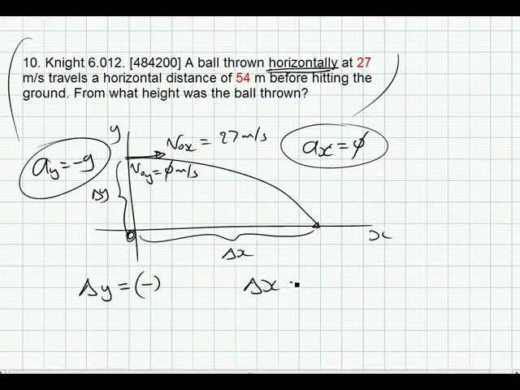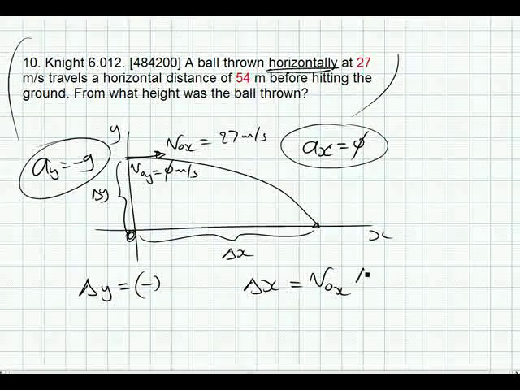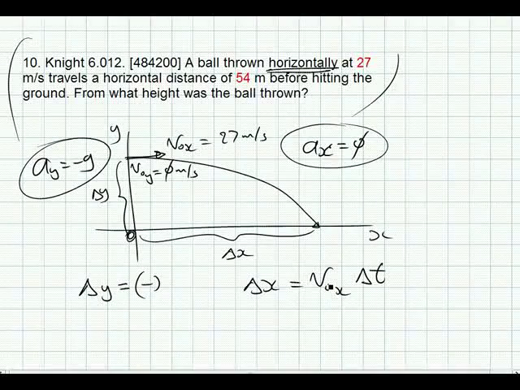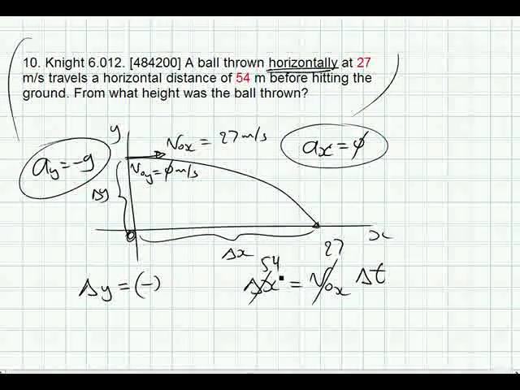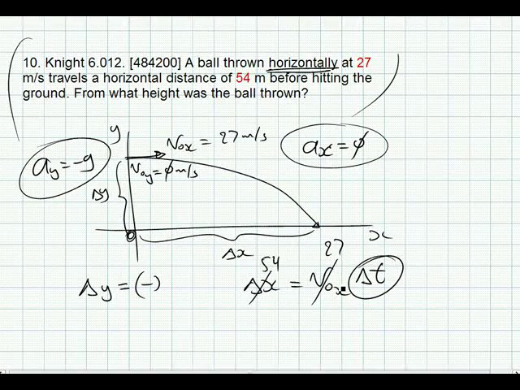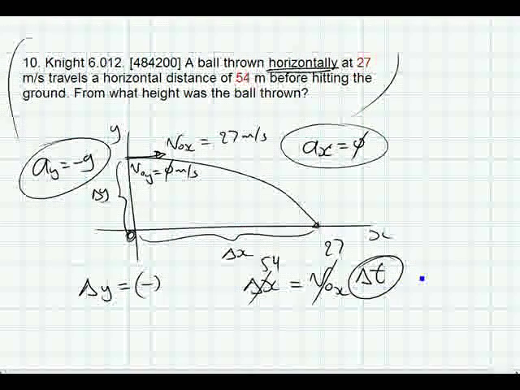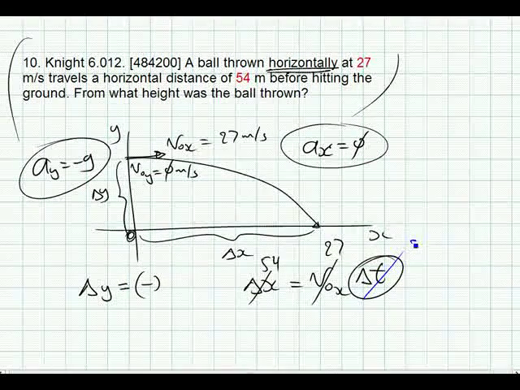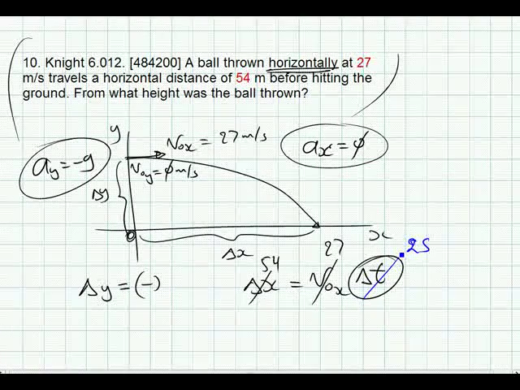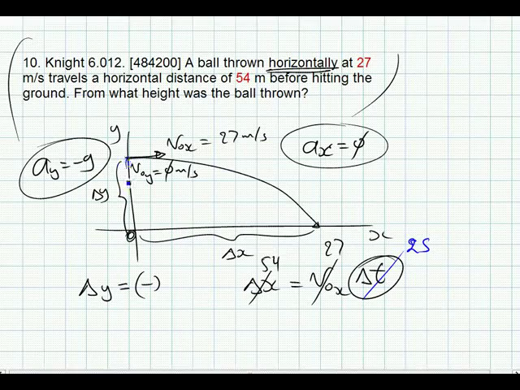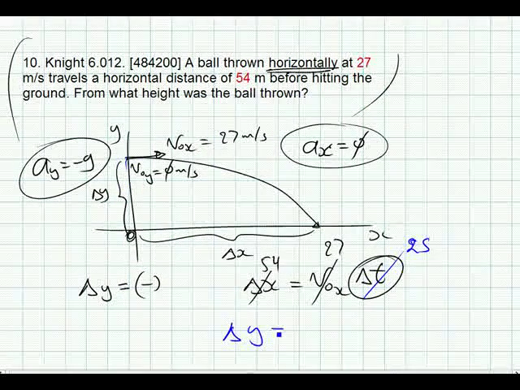So use delta x is equal to v naught x delta t. V naught x is 27 and delta x is 54. To figure out delta t, I believe that's 2 seconds, 54 divided by 27, and then use that value in the kinematic equation for the displacement along the y direction.